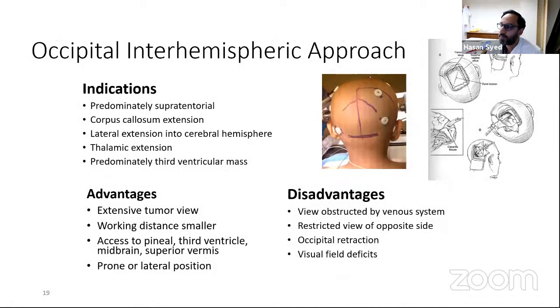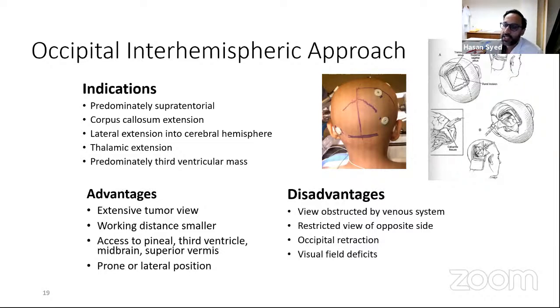The occipital interhemispheric approach, we talked about the incisions. This is sort of a hockey stick incision that I've used in the past. Now I tend to use more linear incisions or a small horseshoe incision that exposes both sides, the left and right side, whereas before, I would do burr holes and only expose the right side. I now find it more helpful just in terms of retraction to do a bilateral craniotomy.